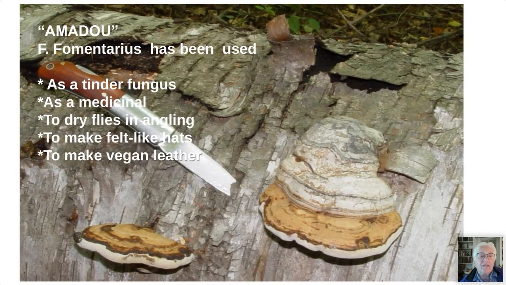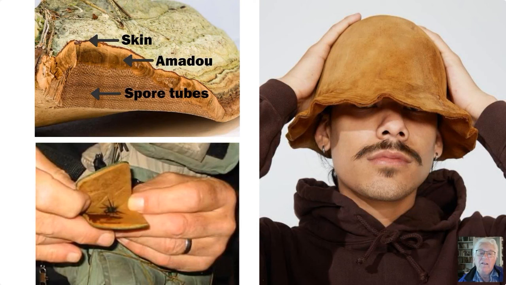It's used to dry flies in angling and fly tying. If you're fishing with a dry fly and it gets wet, you can use amadou to dry it out. You can make felt-like hats, or you can make vegan leather. Now, here's one for you, vegan leather. And this may be a vegan right here, I don't know. There's a little soul patch, and there's a mustache and some earrings and a hoodie. And here is your amadou hat made out of a mushroom.